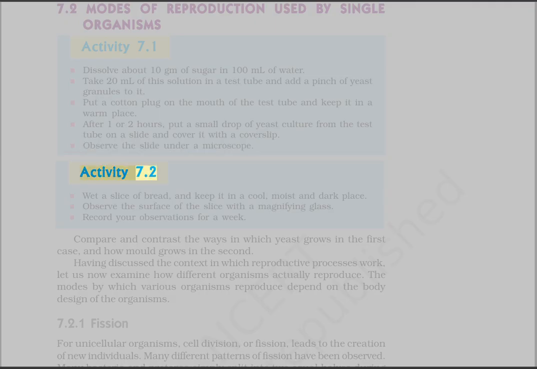Activity 7.2. Wet a slice of bread, and keep it in a cool, moist, and dark place. Observe the surface of the slice with a magnifying glass. Record your observations for a week. Compare and contrast the ways in which yeast grows in the first case, and how mold grows in the second.